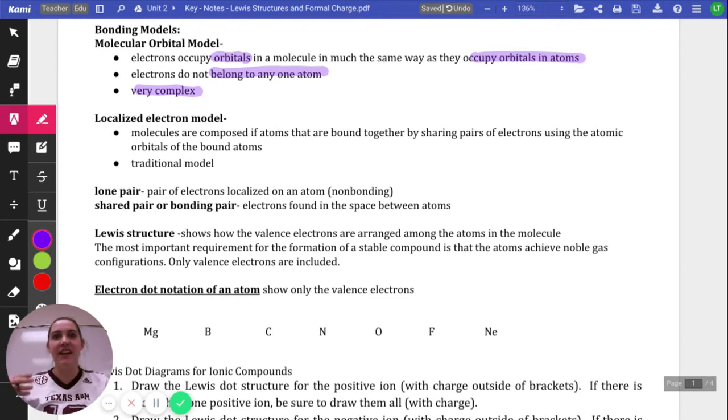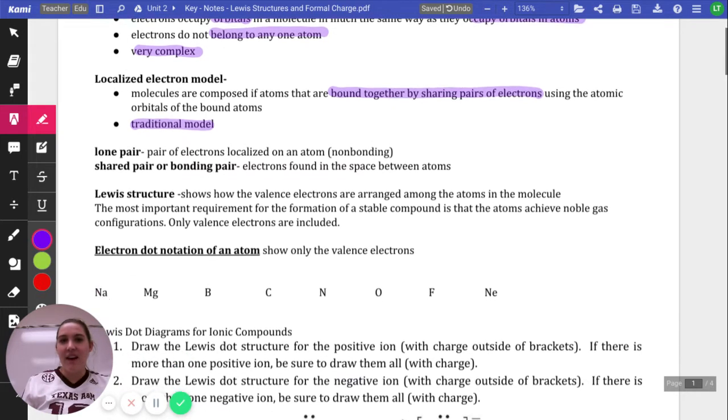Now the other one that we see is the localized electron model. That's probably the one that you're a little more familiar with, and really the one we base our Lewis structures off of. We say that molecules are composed of atoms that are bound together by sharing pairs of electrons using the molecular orbitals of those bound atoms. This is the more traditional model of drawing the bonds and all of that stuff. It's a little simpler. Those are just interesting to know, not need to know.